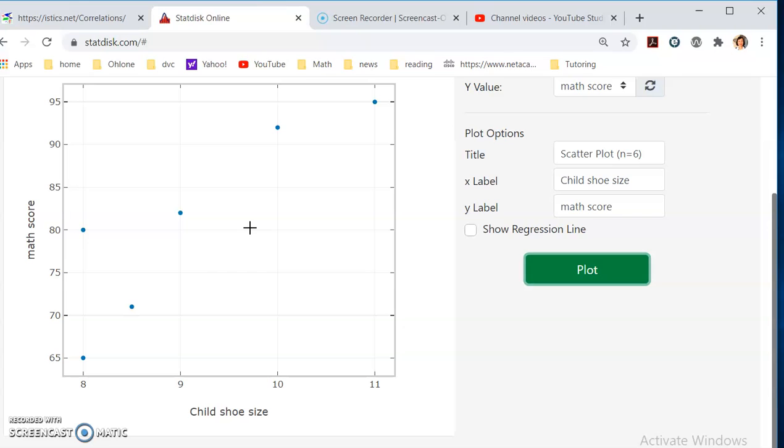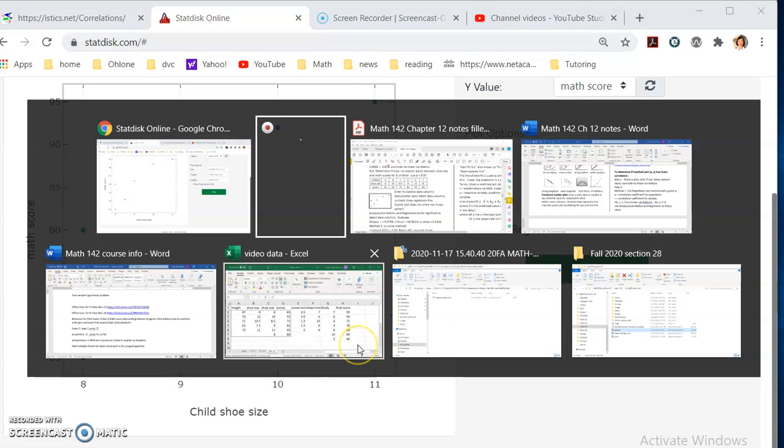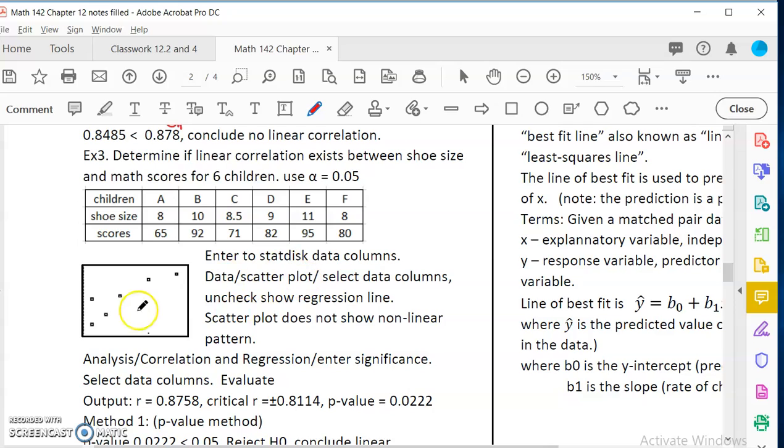The one thing I want to add that is not in the notes is to write down the scale. The x-axis is child shoe size because that's what I picked, and the y-axis is math score. I go from 8 to 11 on the x-axis, and 65 to 95 on the y-axis. So I'm going to add that, and also copy the general pattern. This is what I have copied down. If you're doing it in your worksheet, you should write down the shoe size and the math score.